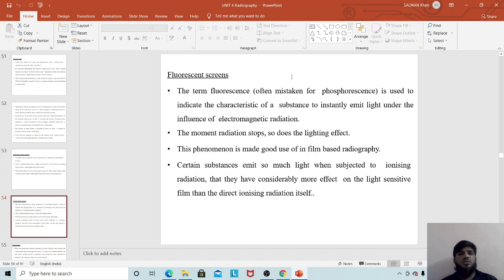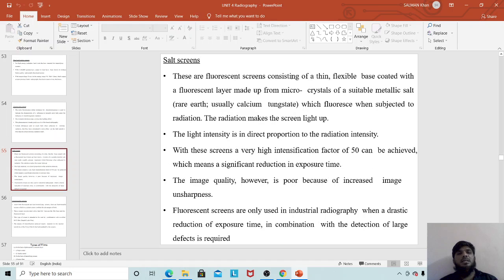It is used to indicate the characteristic of a substance to instantly emit light under the influence of electromagnetic radiation. Okay, this phenomenon is mostly made use of in film radiography. Film based radiography, stationary radiography. Okay, clear. Next, salt screens.